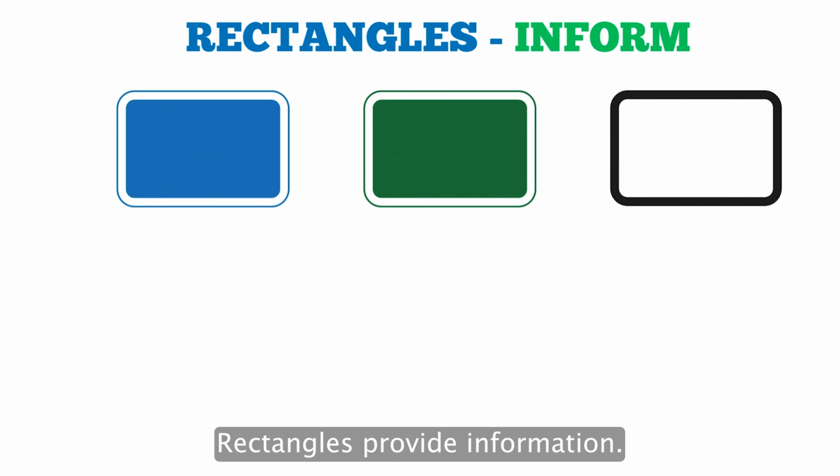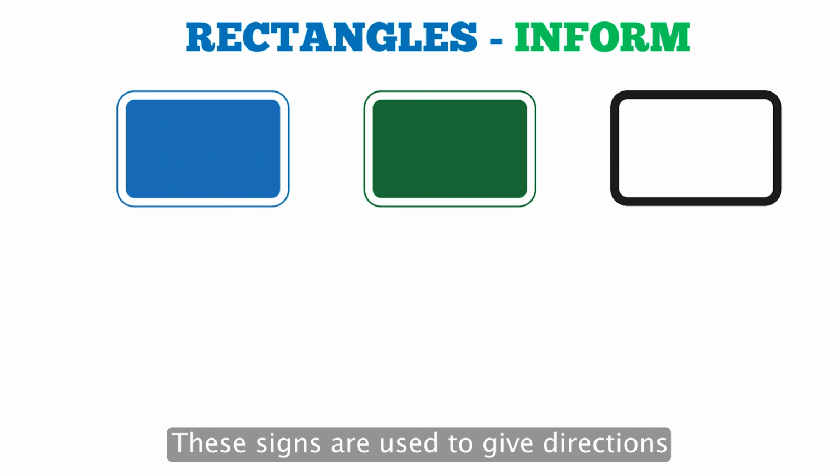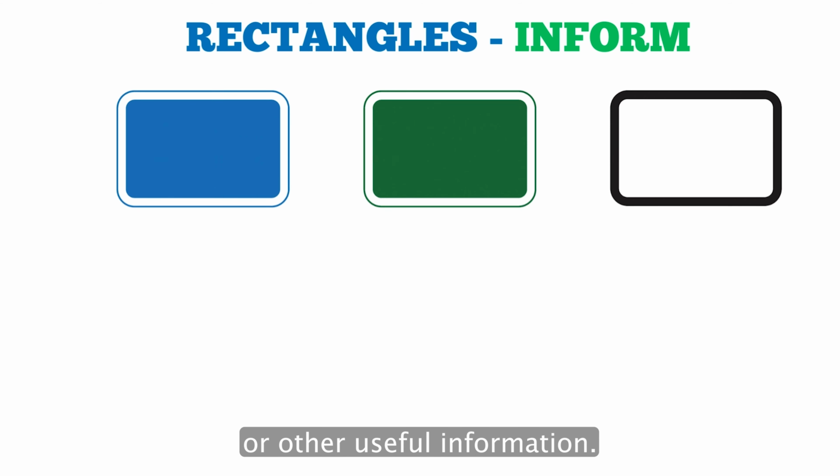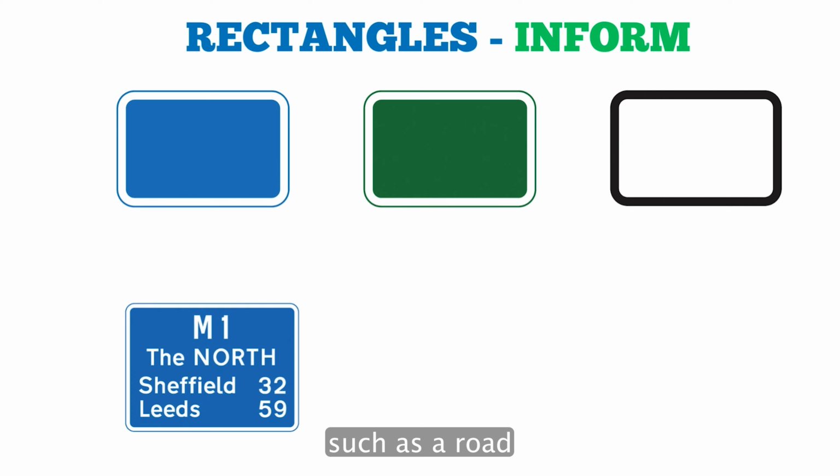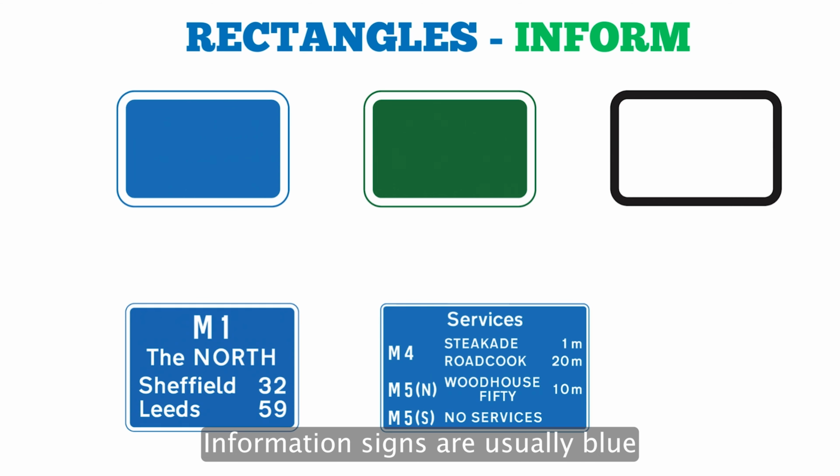Rectangles provide information. These signs are used to give directions or other useful information. For instance, a rectangle might show you the way to a certain location, such as a road leading to a city or a nearby service area. Information signs are usually blue or green, depending on the context.